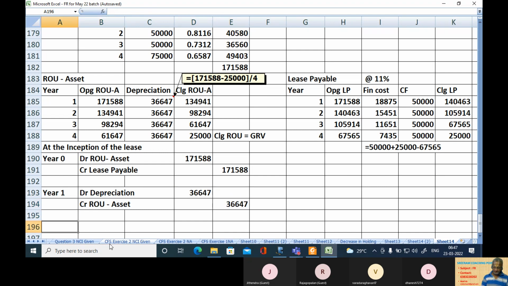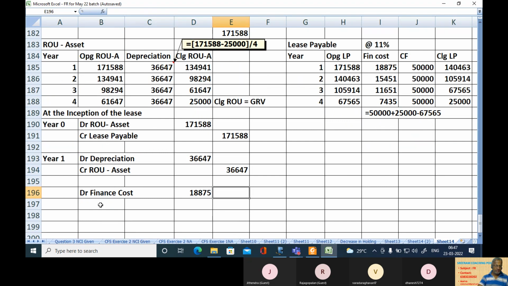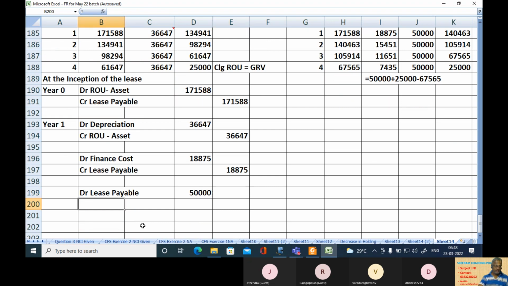Then comes debit finance cost, this. Then credit lease payable. Then comes debit lease payable 3,000, credit bank.